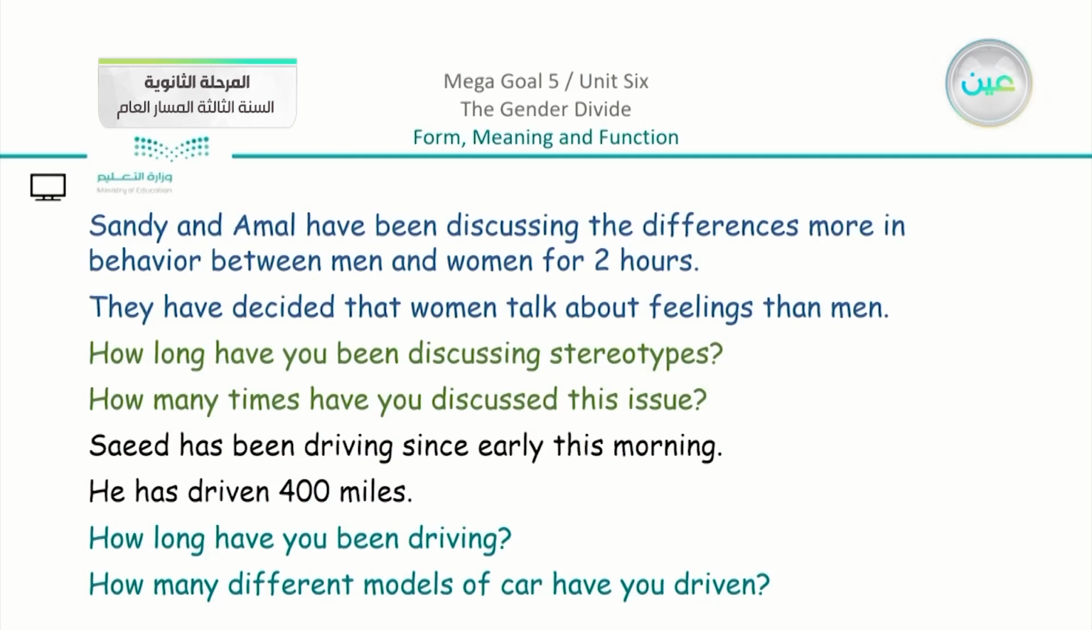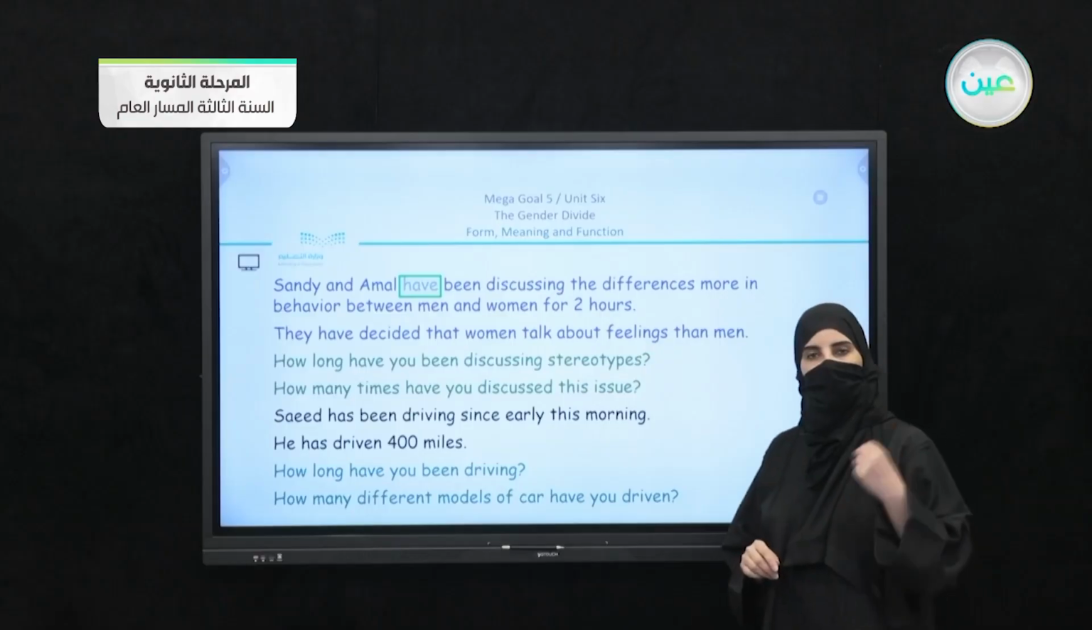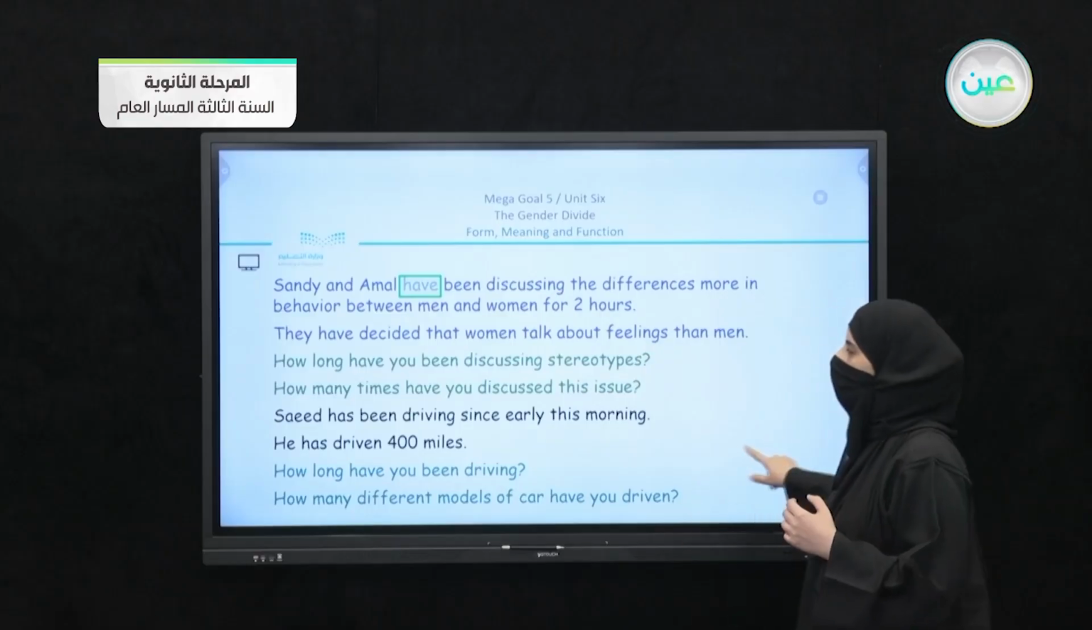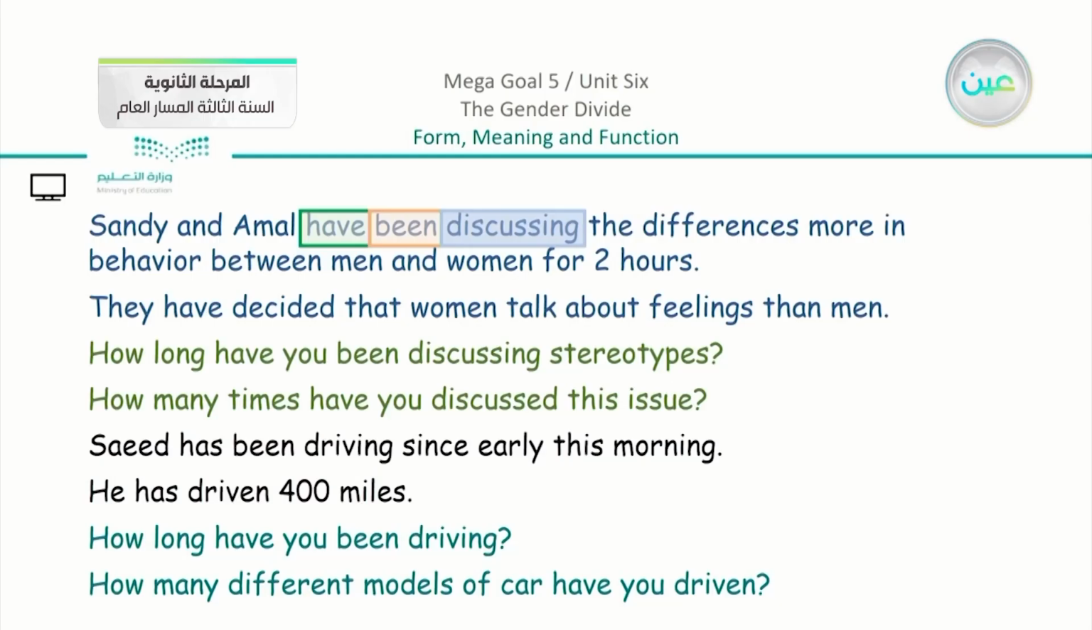Now, reading the examples, we have the first one: Sandy and Amal have been discussing the differences in behavior between men and women. Of course, we have here "have", because we have two girls, plural. And you can see that we have here "been" plus the verb -ing, which means that we are focusing on time. And at the very end of the sentence, we have the phrase "for 2 hours". How many hours? 2 hours.